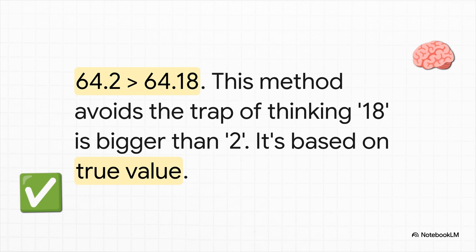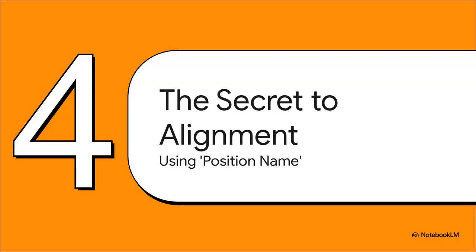It doesn't matter at all that there's an 8 later on. The second we found a difference in the digit's value, the comparison was finished. This method completely avoids that visual trap of 8 versus 2. It's all based on true value, not just how the symbols look. All right, next up, let's use this framework to solve another huge headache, getting numbers lined up correctly for adding and subtracting. And the secret here?